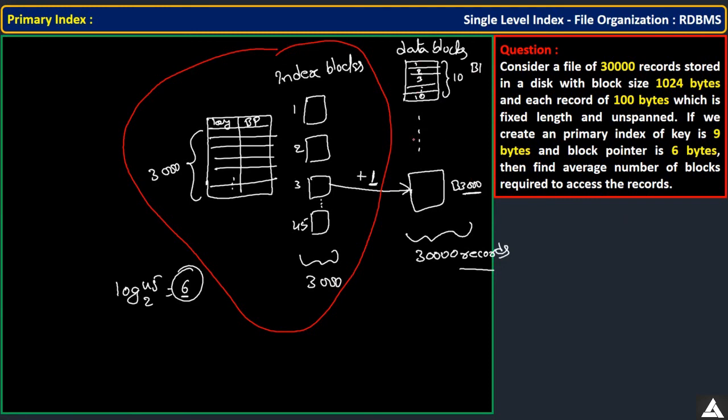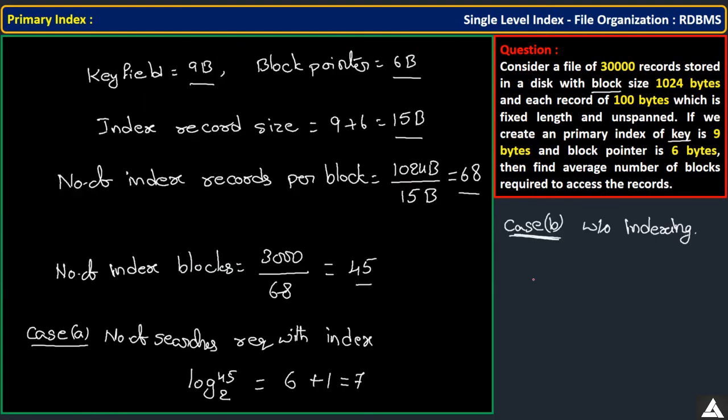And of course, data blocks are ordered. Because they are ordered, you can apply binary search. That is why again here you have to apply log 3000 base 2. This is going to take approximately 12 searches. So with the indexing, the number of searches is drastically reduced, and without indexing, the number of searches is more. So this is one simple question end to end.